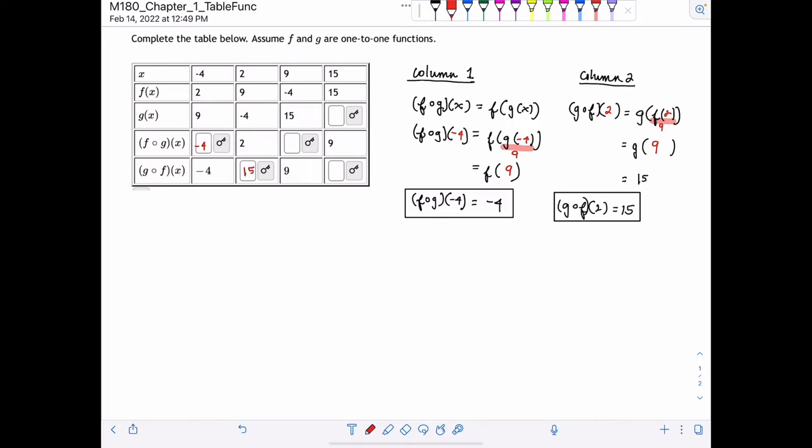All right. So now column 3. So column 3 now, let's see right here. So that's F composed of G of 9. So F composed of G of 9, that would be equal to F of G of 9. And we go to the table and look up the inner function G of 9. So here's G, go to the X where it's 9, and the output is 15. So here we have F of 15. Now I go to my F row and go to where I see an X of 15, and sure enough, I have an output of also 15. So F of 15 is 15. So this means F composed of G of 9 is 15.